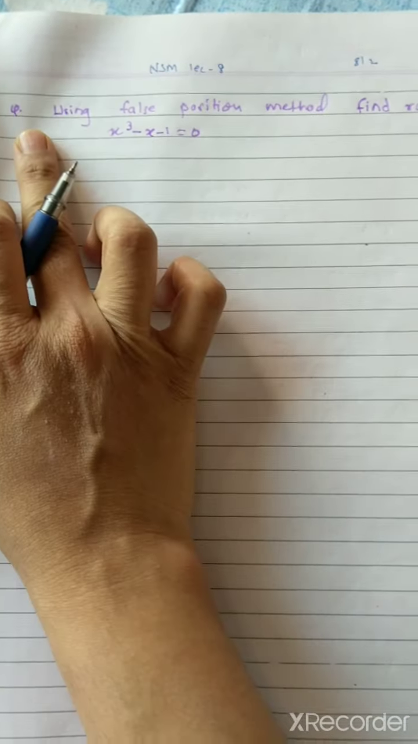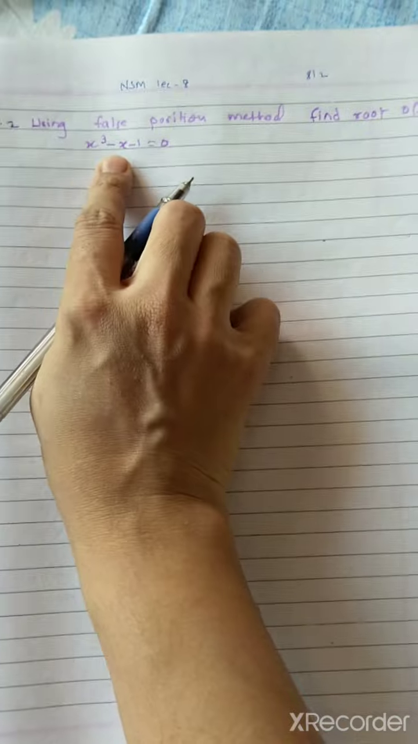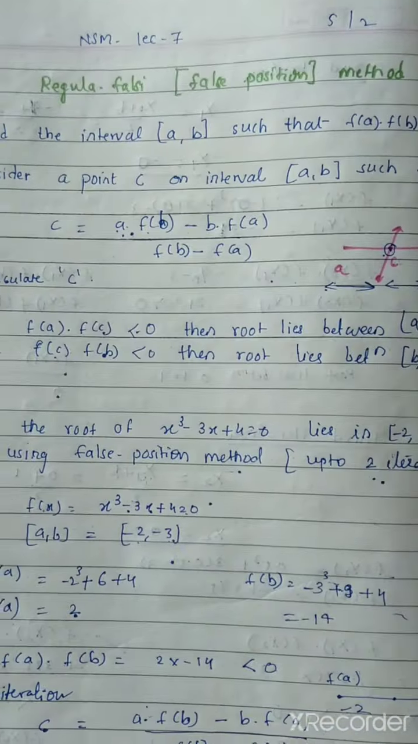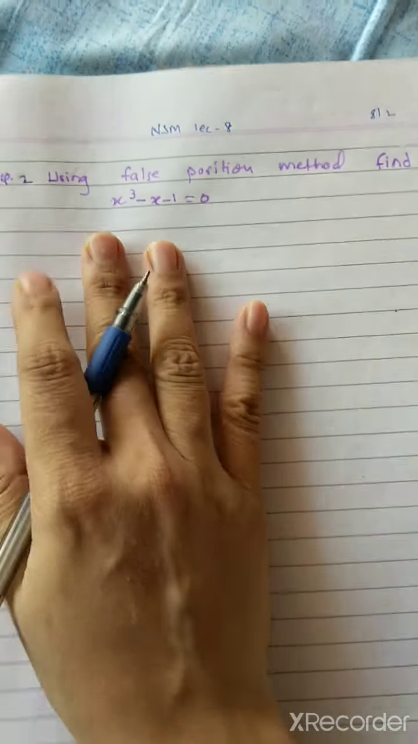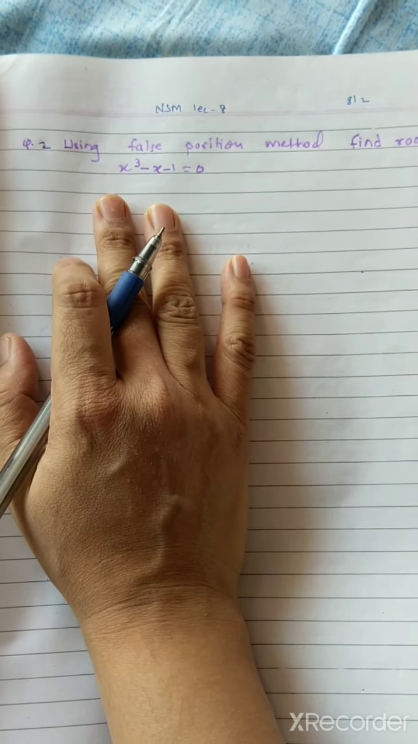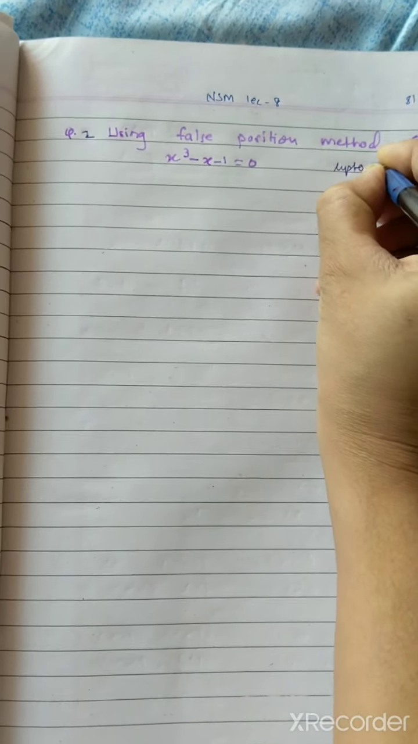Right. Example 2. We are going to find the root of x cube minus x minus 1 is equal to 0 using false position method. False position method means regula falsi method. Okay. So here iteration is not given. I told you if iteration is not given, we have to consider only up to 2 iterations.